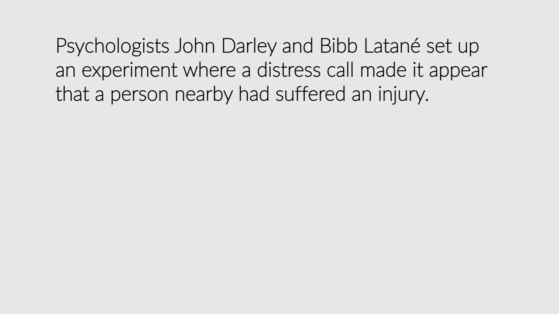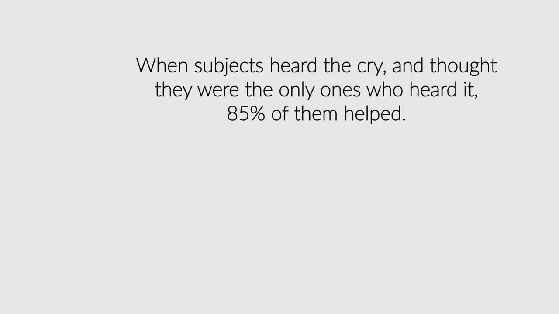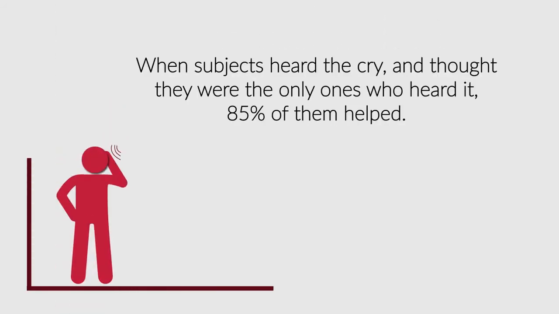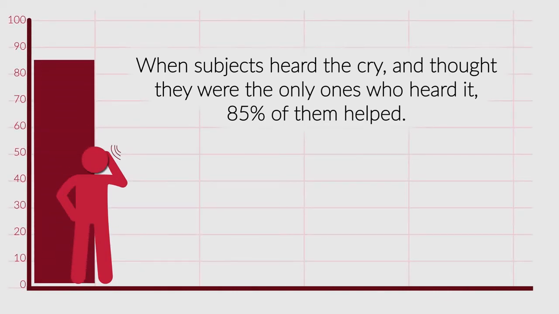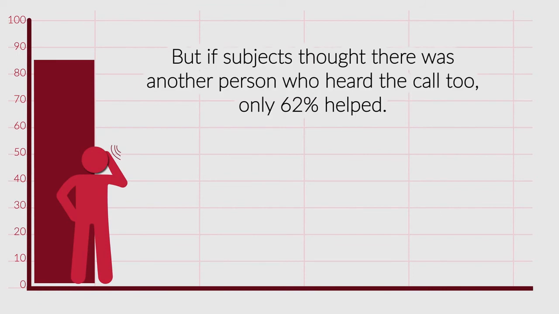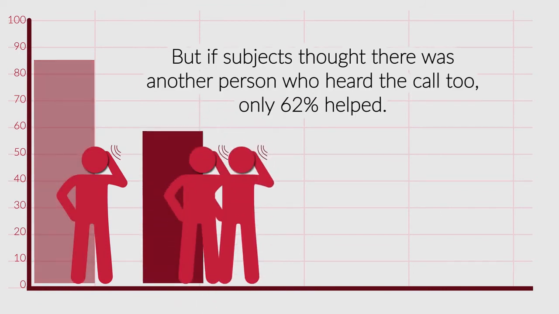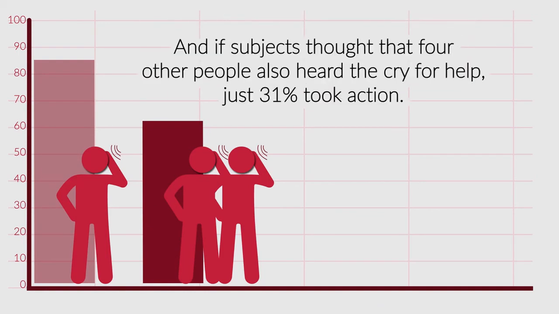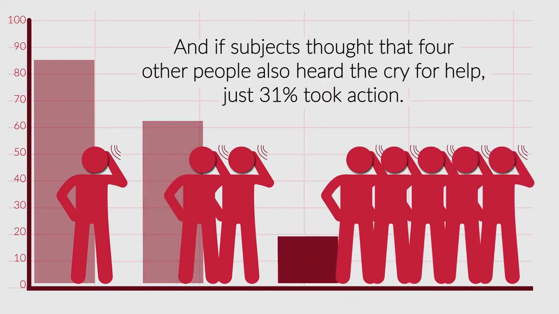Psychologists John Darley and Bibb Latané set up an experiment where a distress call made it appear that a person nearby had suffered an injury. When subjects heard the cry and thought they were the only ones who heard it, 85% of them helped. But if subjects thought there was another person who heard the call too, only 62% helped. And if subjects thought that 4 other people also heard the cry for help, just 31% took action.